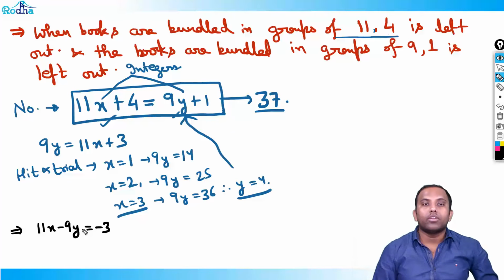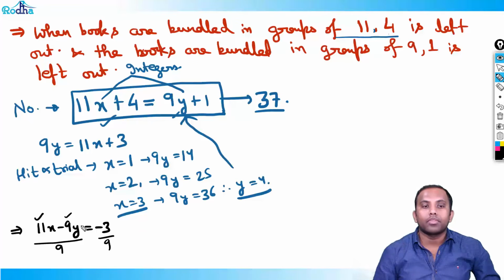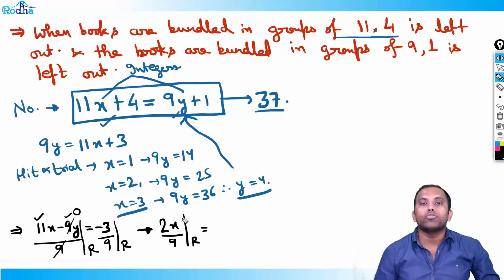And the method told us to remove the lower divisor. So among 11 and 9, 9 is the lower divisor. How to remove the lower divisor? Divide both sides by 9 and take the remainder. That means 9 by 9 remainder is 0, and 11 by 9 remainder is 2. So it becomes 2x by 9 will give me a remainder of minus 3. When will you get a remainder of minus 3 when the divisor is 9? So add 6.